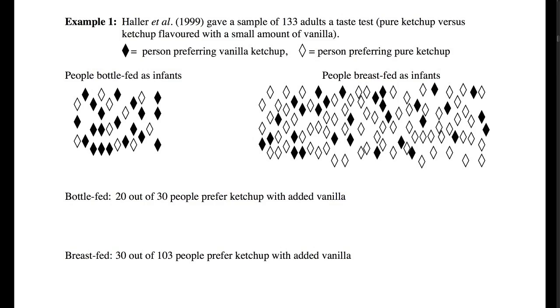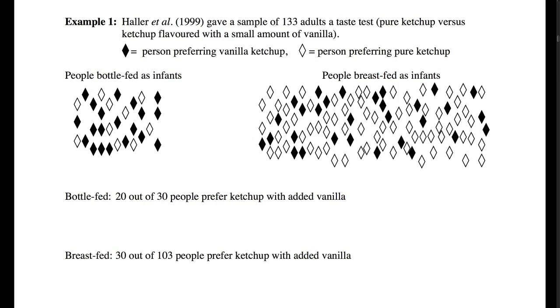And I've got this diagram here that shows what people's preferences were. So a shaded diamond represents somebody who preferred vanilla ketchup, and an unshaded diamond is someone preferring the pure regular ketchup. And in this format, it's not really very easy to make a comparison between the two groups. So what we need to do is have some kind of way of organising the data. And that's what I've done below to start with.